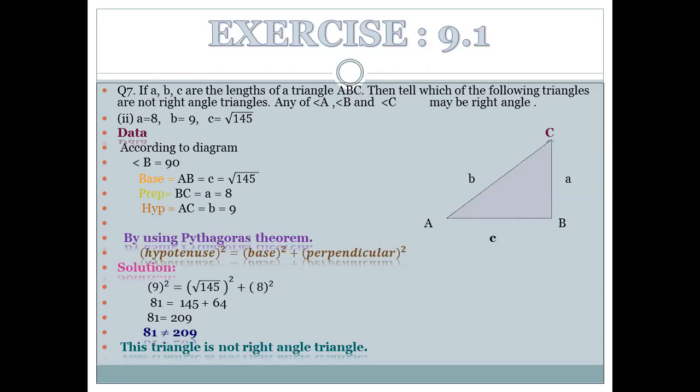I put the values in the formula. Hypotenuse square is equal to base square plus perpendicular square. After the calculation, you see that one side is 81 and the other side becomes 209. 81 and 209 are not equal. It means that this is not a right angle triangle. If both sides become equal, it means that it is a right angle triangle. So you will try both parts of question 7 by yourself.